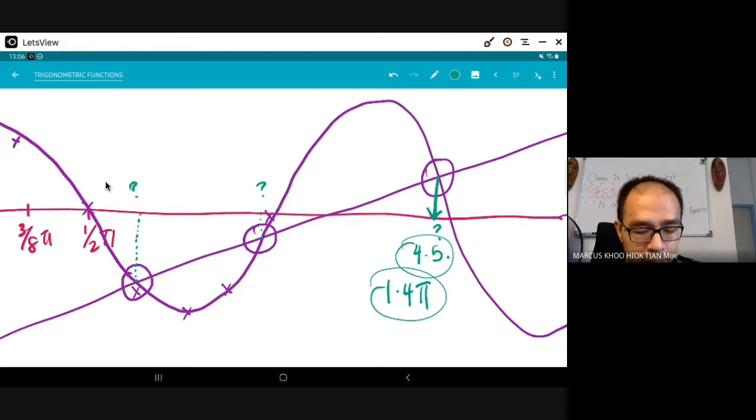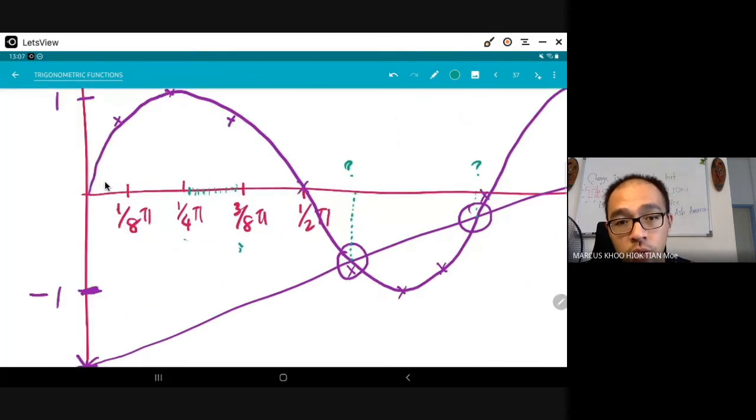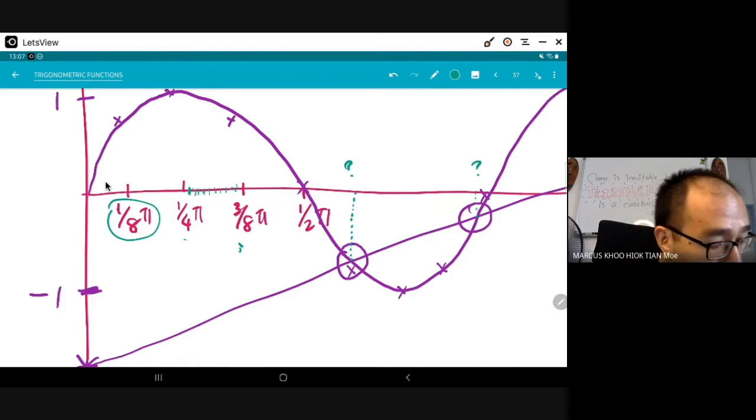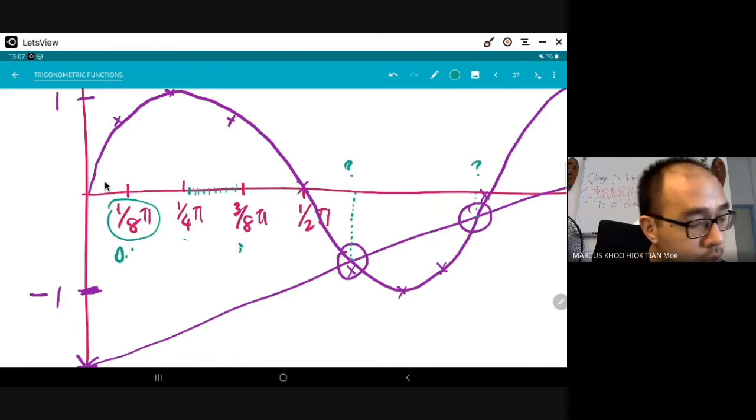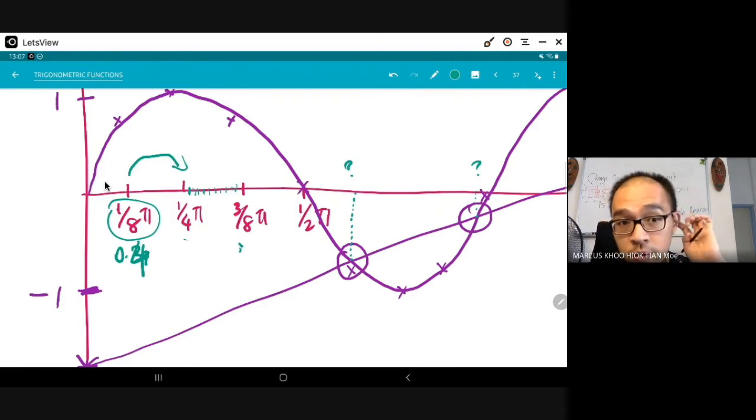Okay, but I suspect that probably one of the biggest problems is how do you divide the number of boxes between this and this? This is 1 over 4, this is 3 over 8, right? So how do you divide the number of boxes? I suggest that you convert it into decimal place. For example, this one, 1 over 8 pi is 1 over 8 times 3.142, so it's about 0.39 or 0.4. So it's 0.4, here is 0.8, 1.2 and so on and so forth.